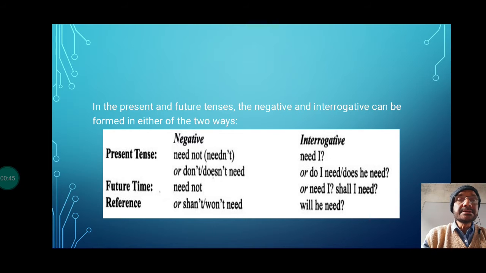Now, present tense negative: need not, needn't, or don't need, or doesn't need. That is the negative form of need. And interrogative: need comes before the subject, do I need, or need I. Future tense is again need not, or shan't, or won't need. And in future time reference, the interrogative becomes will he need. Now this part is done.